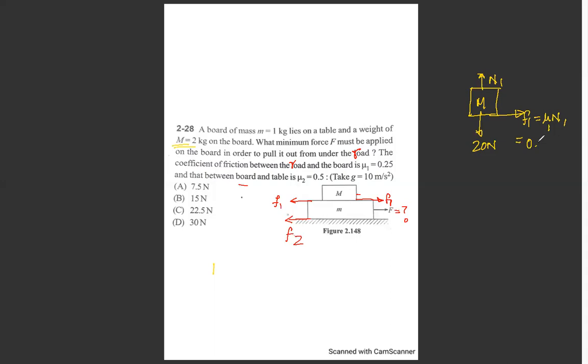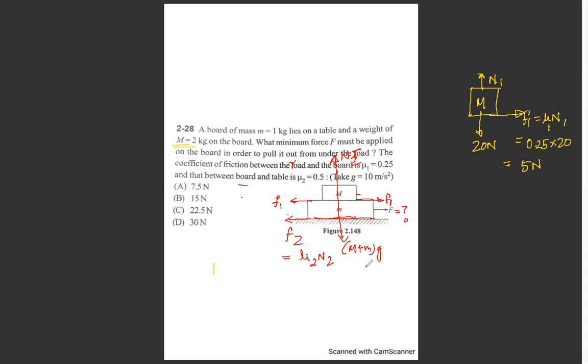So 0.25 into 20, we have to do it very carefully because there are two frictions, so we may get confused. That is 5 Newton. Similarly, we can also find out the maximum value of this friction. I am writing the maximum value here itself. F2 is mu2 into N2. And what is the value of N2? It is the normal reaction at this point. We can directly take it as (M plus m) into g, the normal reaction N2, if I'm taking it as a system.